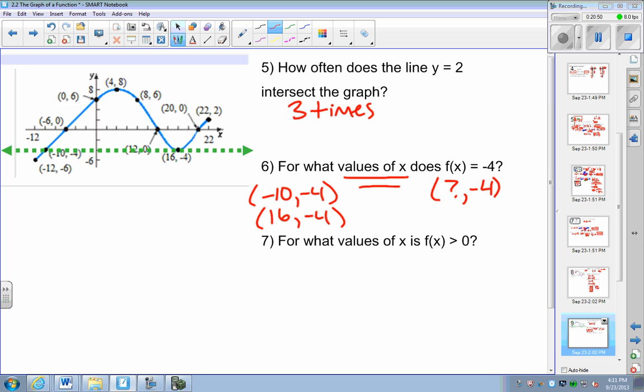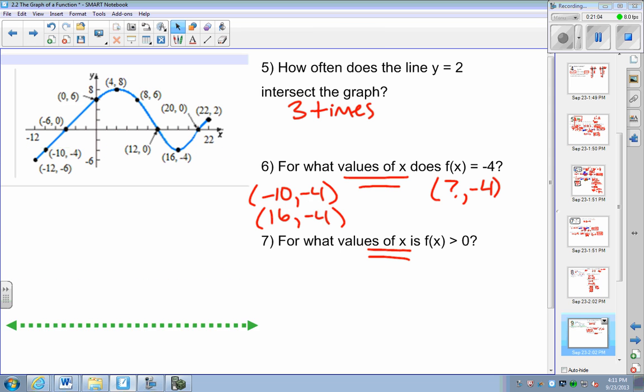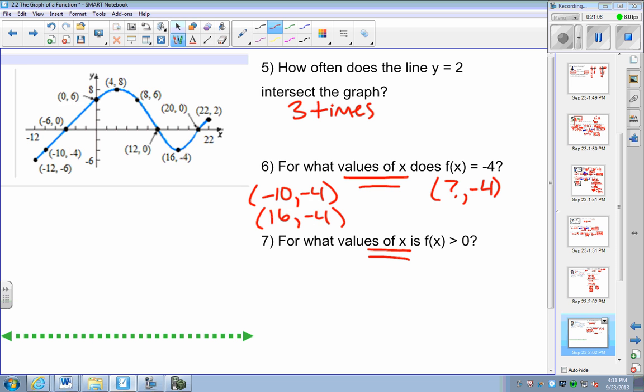Last question. For what values of x is f of x greater than 0? Again, we're asking for x, but you have to interpret what this is saying. So basically, where is the function positive? If you don't like the word function, think about where's the graph positive? That's all it's really asking. Where is it above 0? Well, it's above 0 here, and it's above 0 here. Okay, but we want the x values, not the y values.